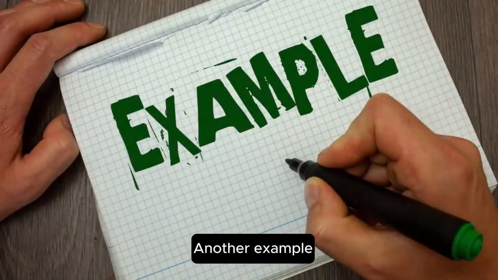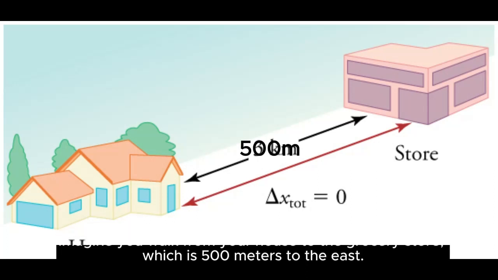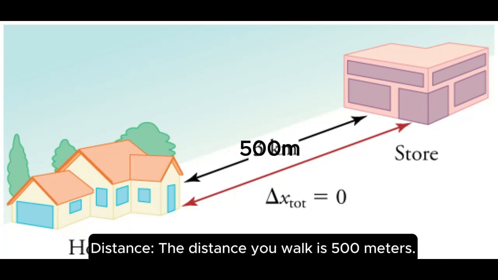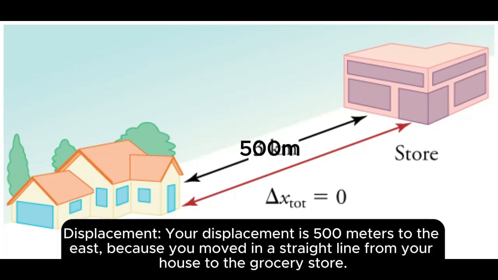Another example: imagine you walk from your house to the grocery store, which is 500 meters to the east. Distance: the distance you walk is 500 meters. Displacement is 500 meters to the east, because you moved in a straight line from your house to the grocery store.